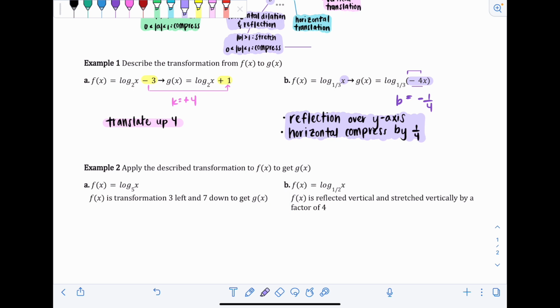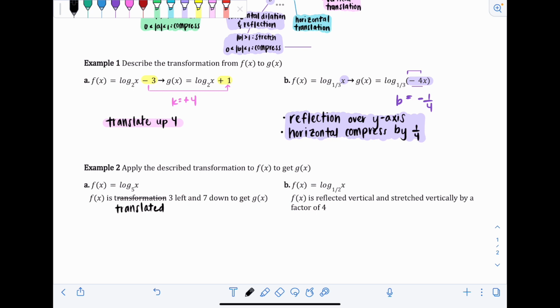Okay, so example 2, apply the described transformation to f of x to get g of x. So A is f of x equals log base 5 of x. That's where we're starting. Oh, that's a typo, that's why. I'll fix it by the time the principal one is posted. F of x is translated 3 units left and 7 units down to get g of x.